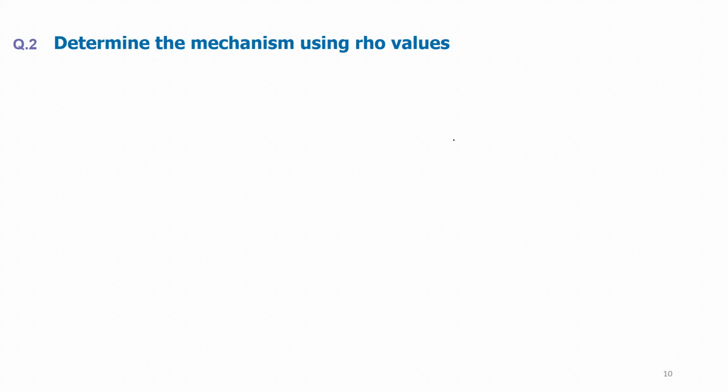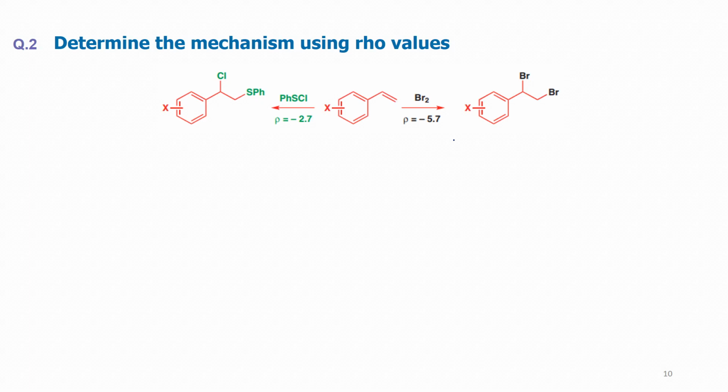Now there is a question: determine the mechanism using rho value. There are two reactions they have given from the same substrate, and the product is kind of similar. There is a 1:2 addition product. So they have asked what is the mechanism in both of the cases. If you see the first one, both the rho values are negative. So from that we can get an idea that there is an involvement of a positively charged transition state or intermediate. Both of them have involved a charged intermediate or transition state. Now there is a variation in the value of negative.